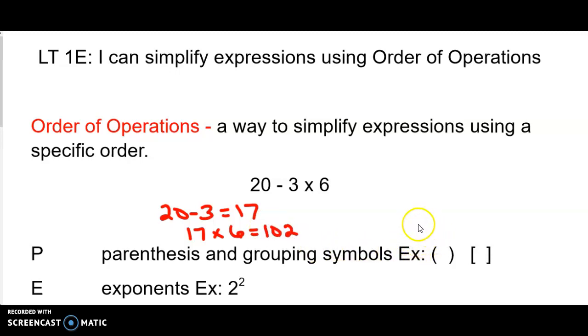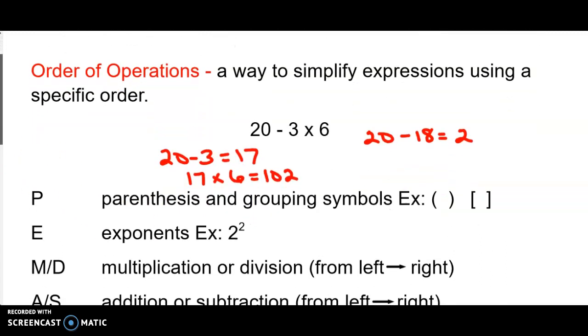Now, there was another mathematician that said, oh, look at this expression. First, I want to take 20 and then subtract that from 3 times x. 3 times x is 18, so 20 minus 18, which equals 2. As you can see, we have the same expression, but depending on the order that you use to solve it, you get two very different answers. So that's when mathematicians came up with the order of operations.